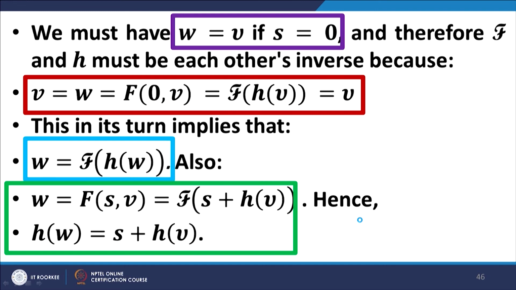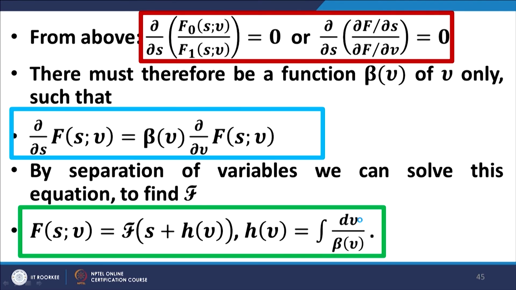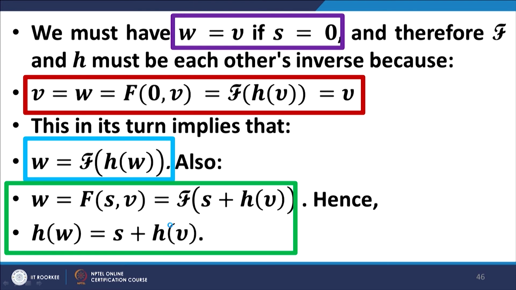Therefore, v is equal to w is equal to F(0, v). We have already shown that this is equal to F(h(v)), because s is equal to 0 here. If I put s equal to 0, I get this F(0, v), which is nothing but v, which is nothing but w. So, v is equal to w is equal to F(0, v) is equal to F(script h(v)), and from this what do I infer? I infer from v equal to F(h(v)) that F and h are inverses of each other.